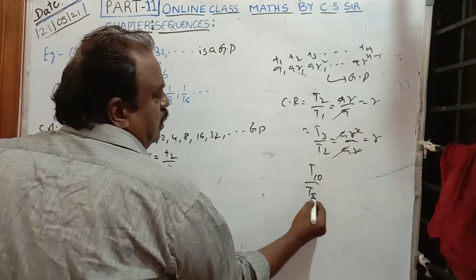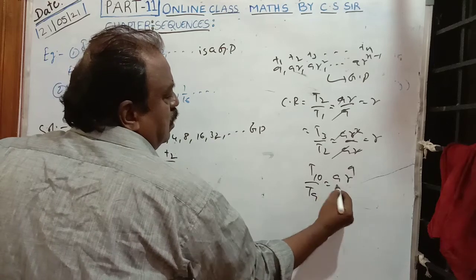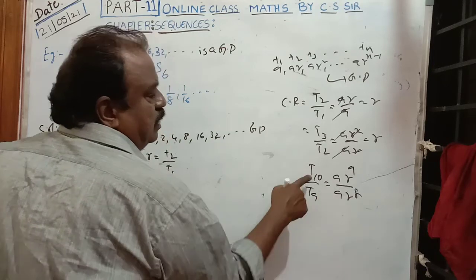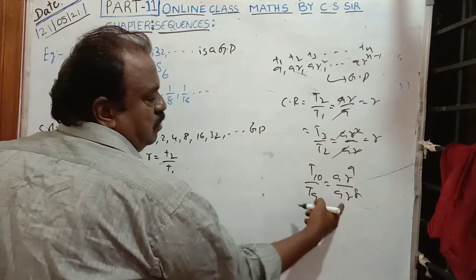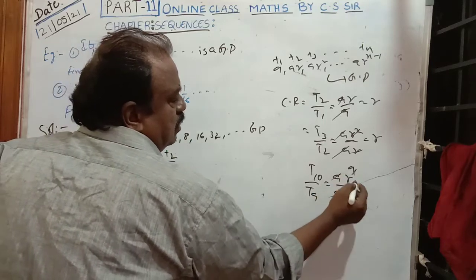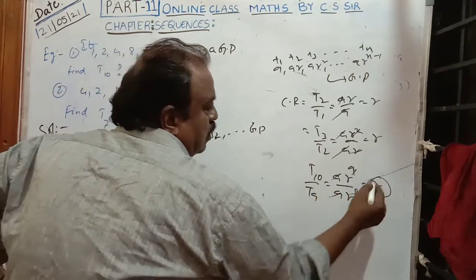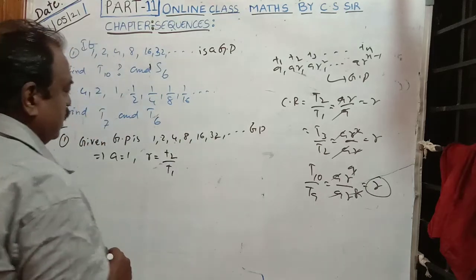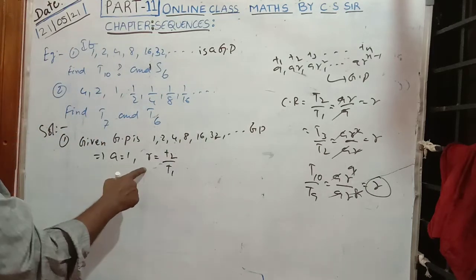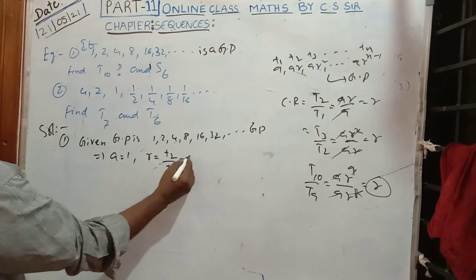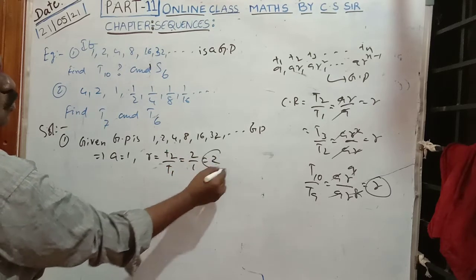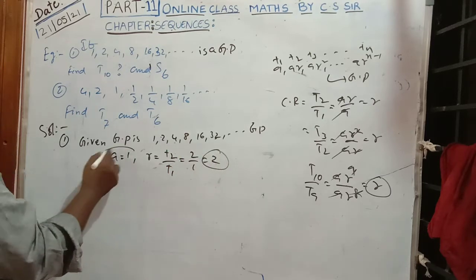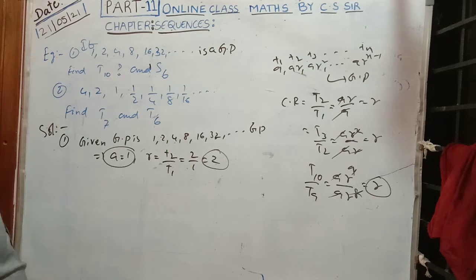Or T10 by T9, AR power 9 by AR power 8. Here also it cancels and we get R. But here R is T2 by T1, 2 by 1, so it is 2. 2 is the common ratio, and A is equal to 1.